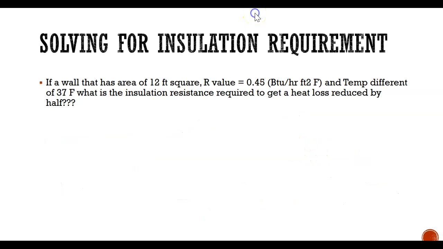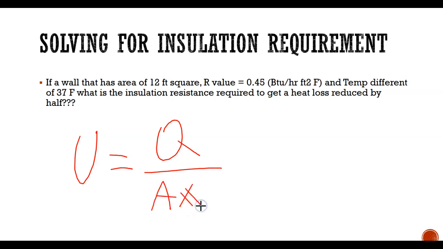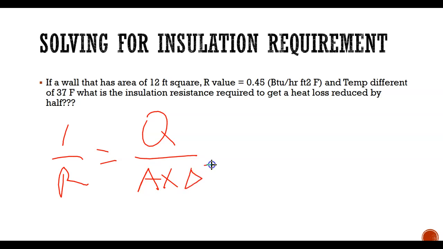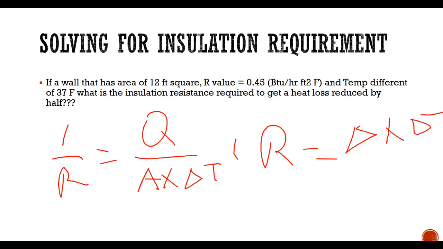And that will lead me to have U equals Q over area times delta T. And hold on, 1 over R equals Q over A times delta T. And if I want to solve for R, that will be R equals area times delta T, this is A here, over Q. So I just flipped each one of them. So now I solve for the resistance that I require.